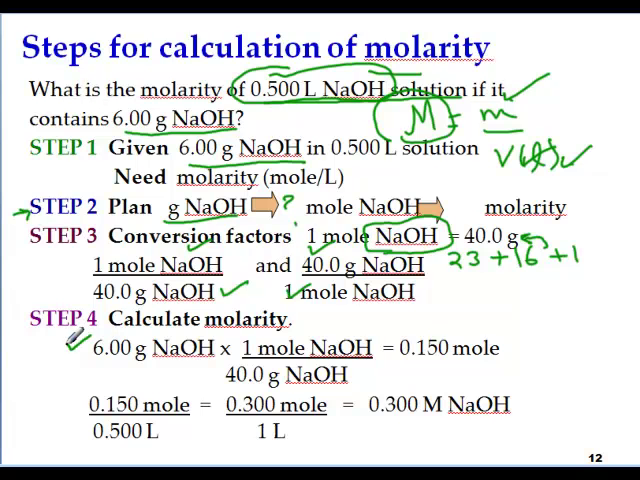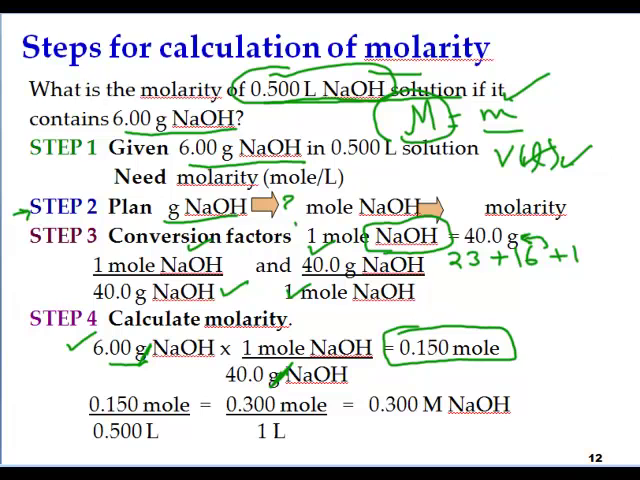We will now begin with our given quantity, which is 6 grams of sodium hydroxide. We will now choose one of the two. Again, notice that we have grams over here, so we are going to put grams on the bottom. That converts our grams to moles, and that is 0.15 moles.